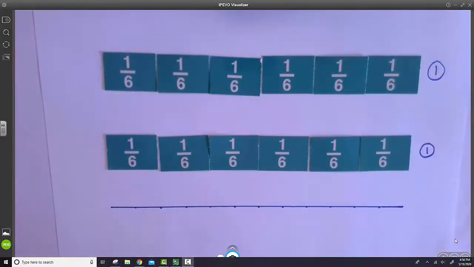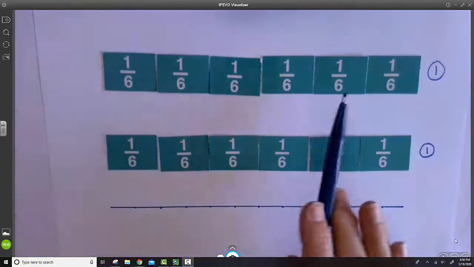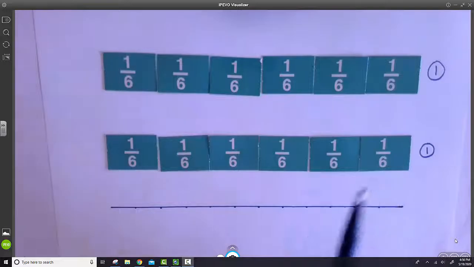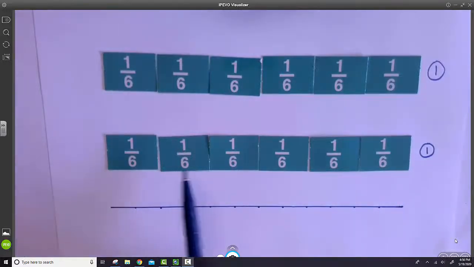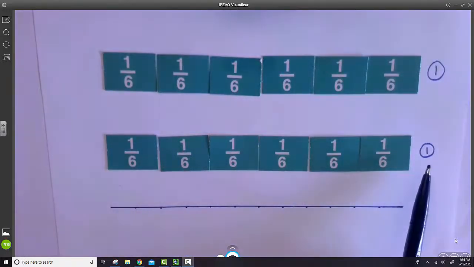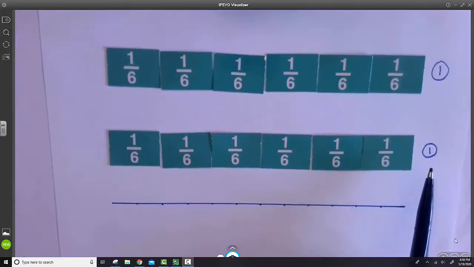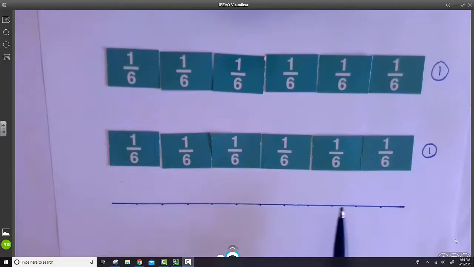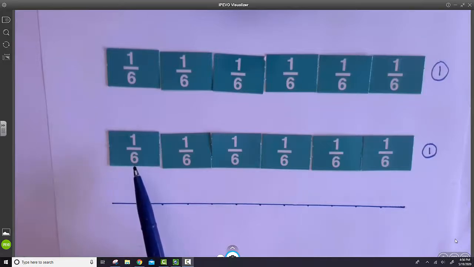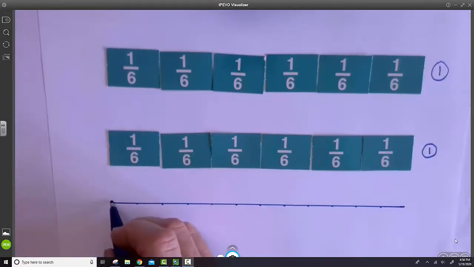So now it's time to represent on our number line. We have 6/6 in the top line of fractional pieces and 6/6 in the bottom line of fractional pieces. What determines how a number line is broken into parts? If you said the denominator, you're 100% on track. So let's begin with 0/6, which is also 0.